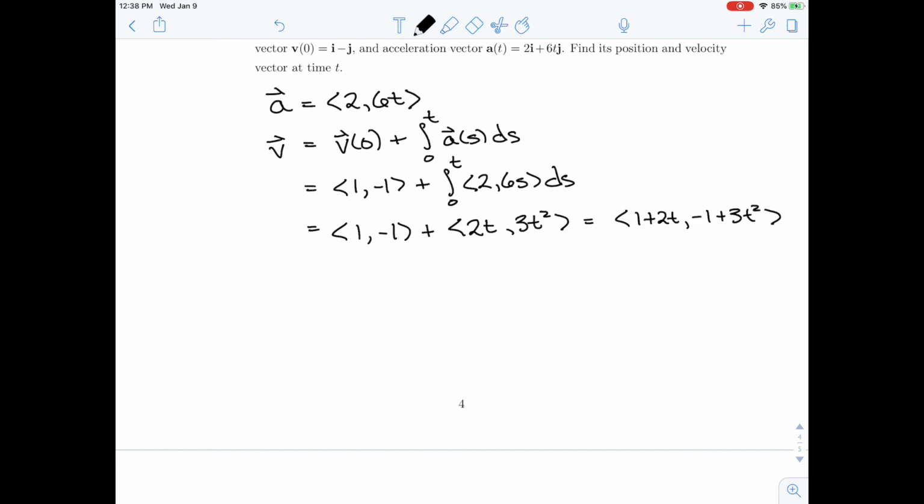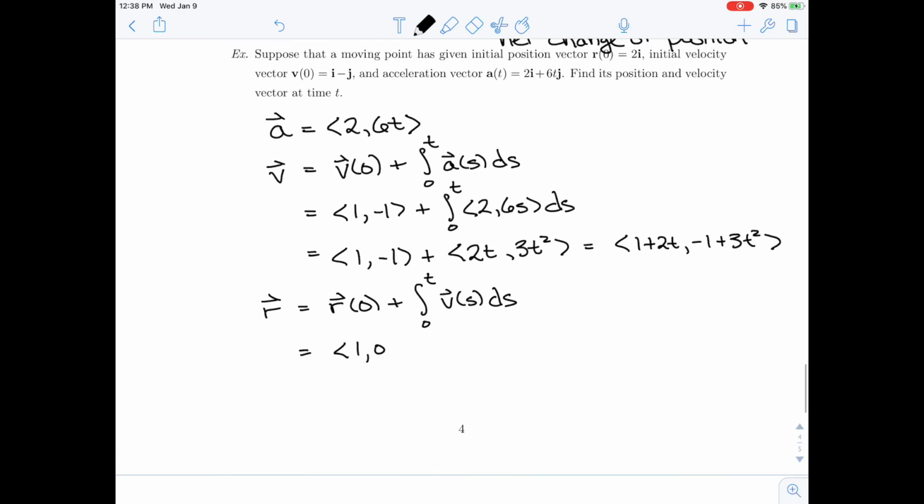Now, the antiderivative of velocity is going to be position. So I can write the position vector as r of 0 plus the integral from 0 to t of v of s ds. So r of 0 was given to us. It is 2, 0. And we want to integrate our new velocity vector, which is 1 plus 2s, negative 1 plus 3s squared, ds.